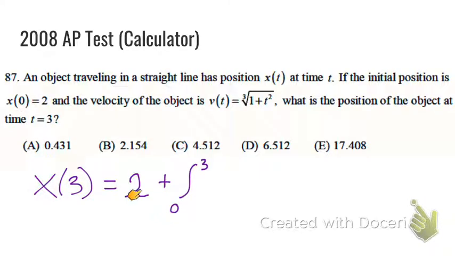So again, notice that the 0 and the 2 pair up. At 0 seconds, the initial condition is 2. It starts at position 2. And I want to know what's the displacement, how much distance has it traveled, or what's the difference in where it started and where it ended between 0 and 3 seconds of v of t dt.